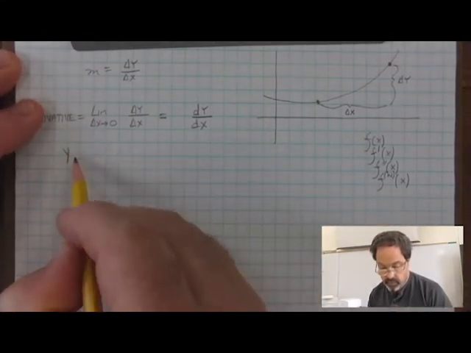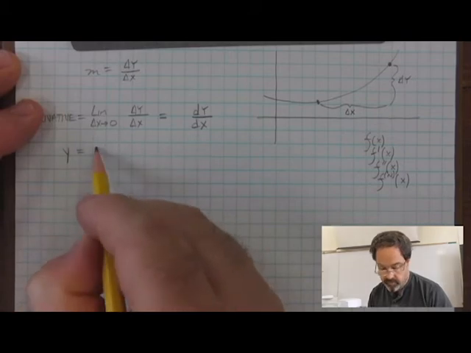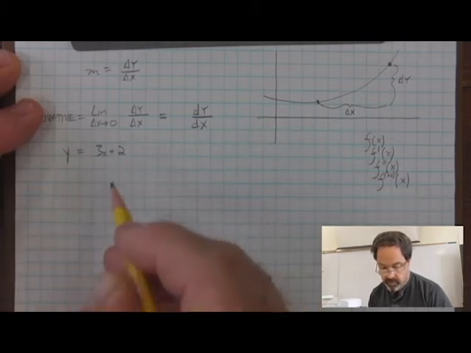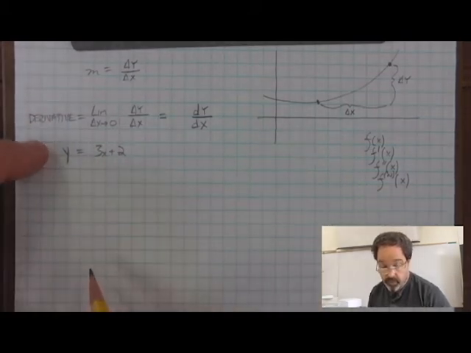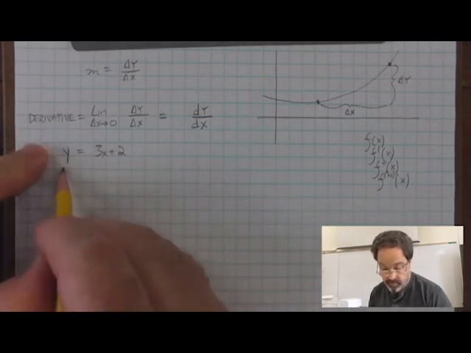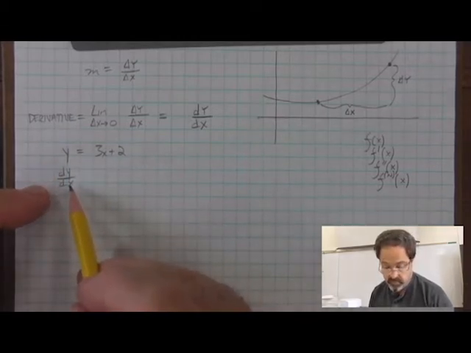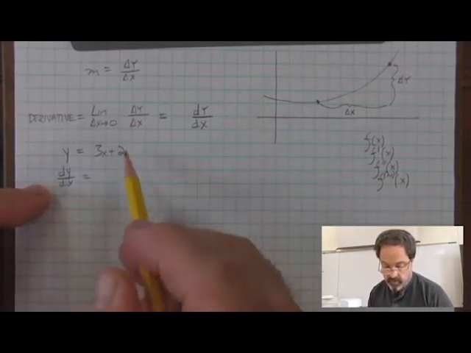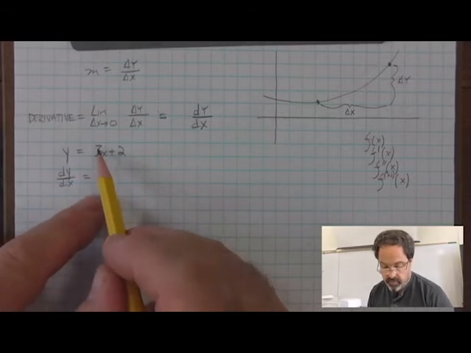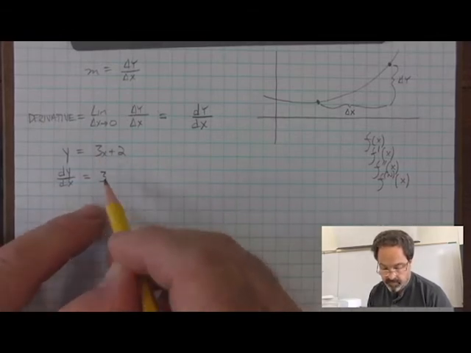For example, we could be given an equation y is equal to 3x plus 2. And if we wanted to find the derivative of y, we could symbolize it as dy over dx, the derivative of y with respect to x. And we can take that derivative using the power rule. In this case, the derivative would be 3.